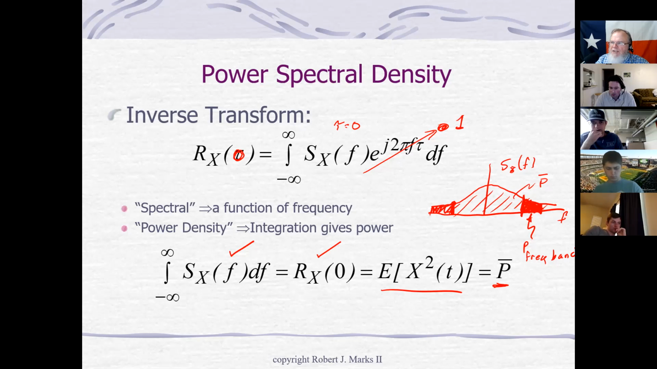Now notice there is the assumption of wide sense stationarity here. You cannot have a power spectral density of a non-stationary stochastic process, because this Fourier transform assumes that the underlying stochastic process is wide sense stationary, and therefore the autocorrelation is just a function of a single variable.